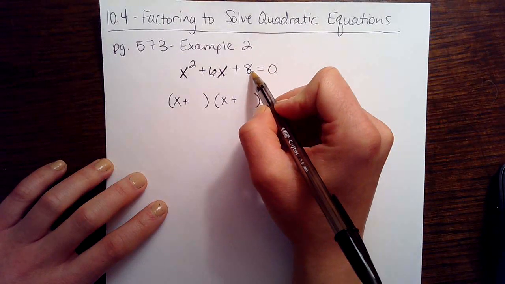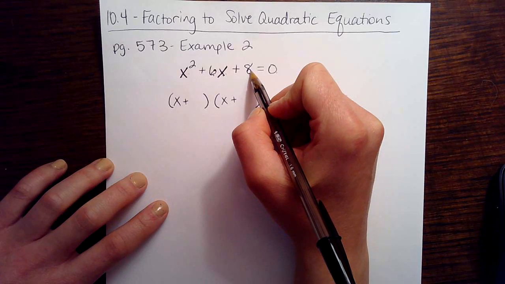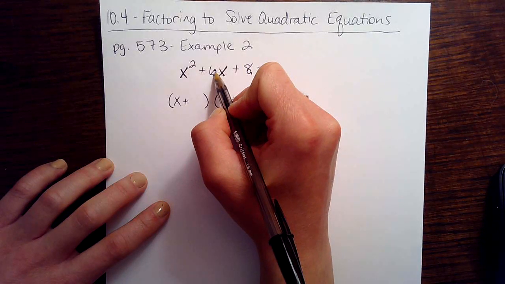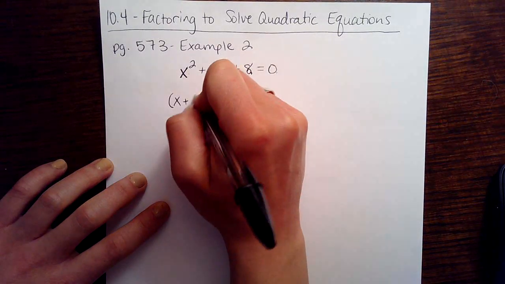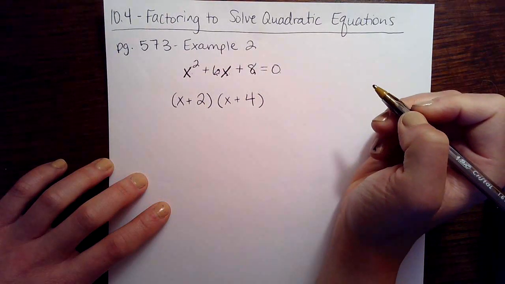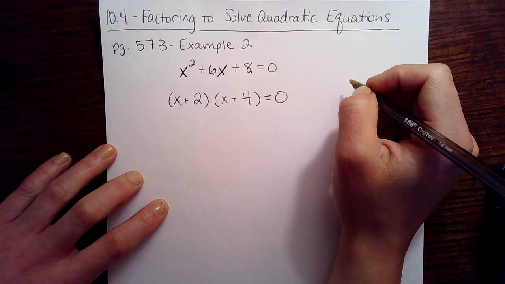I know that there are a couple pairs of numbers whose product is 8, for instance, 1 and 8, but the sum of 1 and 8 would not work. 2 and 4 work, and 2 plus 4 is 6. And so that is our golden pair for this problem, equals 0.